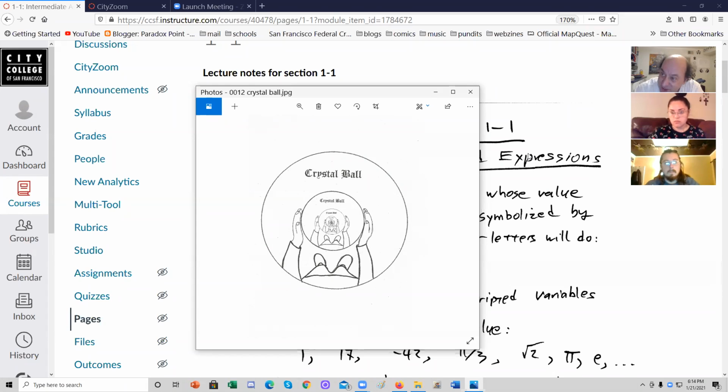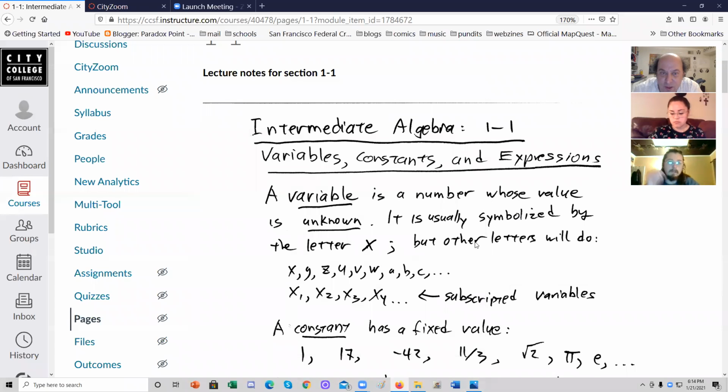Anyhow, this Zoom session is being brought to you by the Fractal Crystal Ball. And today we'll be discussing intermediate algebra, sections 1.1 and 1.2. Okay, first section is about variables, constants, and expressions.